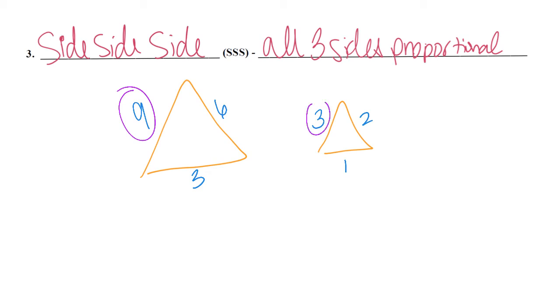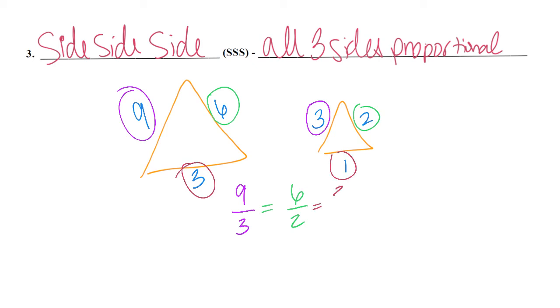So the 9 and the 3 go with each other. The 6 and the 2 go with each other. And the 3 and the 1 go with each other. And you can do the cross multiplying like I showed you before, or you can actually just simplify these down. 9 divided by 3 is 3, 6 divided by 2 is 3, and 3 divided by 1 is 3. They are all proportional. So this can be proven similar by side, side, side.